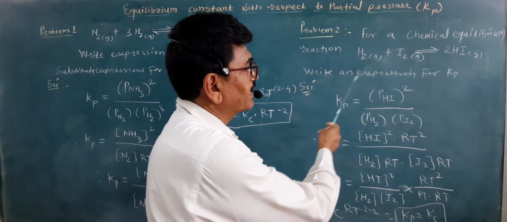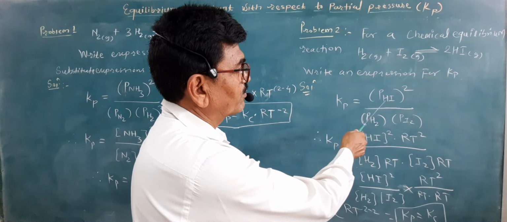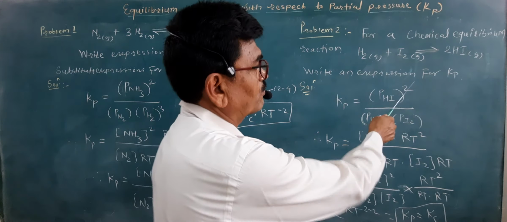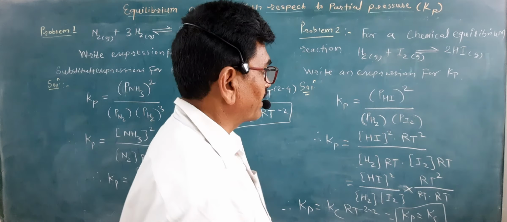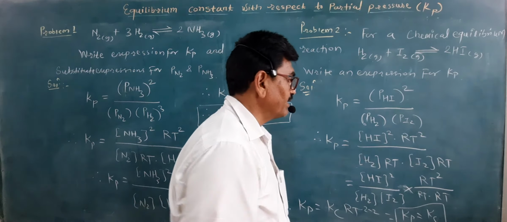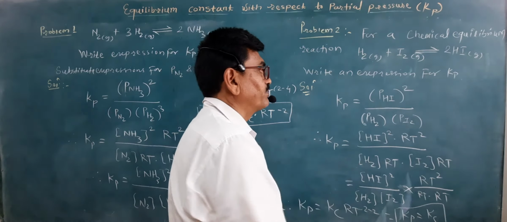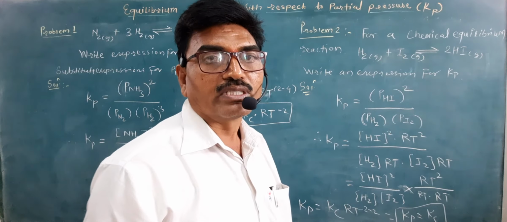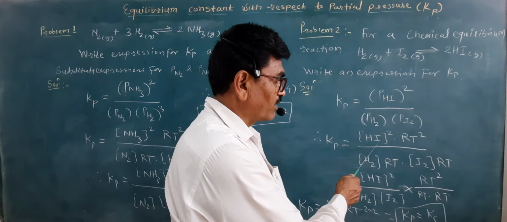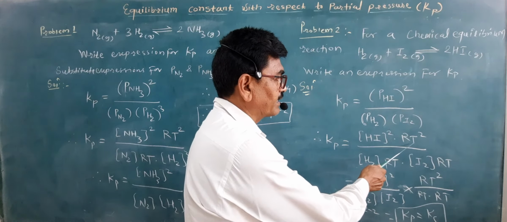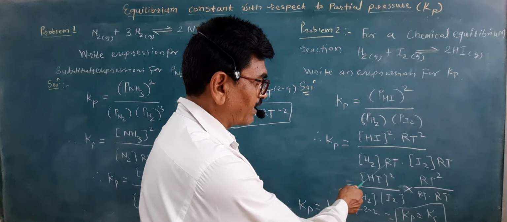Therefore we can write an expression for Kp. Kp is the partial pressure of HI, that is the product, squared, upon the partial pressure of H2 into the partial pressure of I2, written in ordinary brackets without using square brackets. At equilibrium state, these partial pressures are equal to the concentrations of those components at constant temperature, and that's why you can write this in the square bracket. Power 2, RT squared, and then H2 molar concentration into RT, I2 into RT.